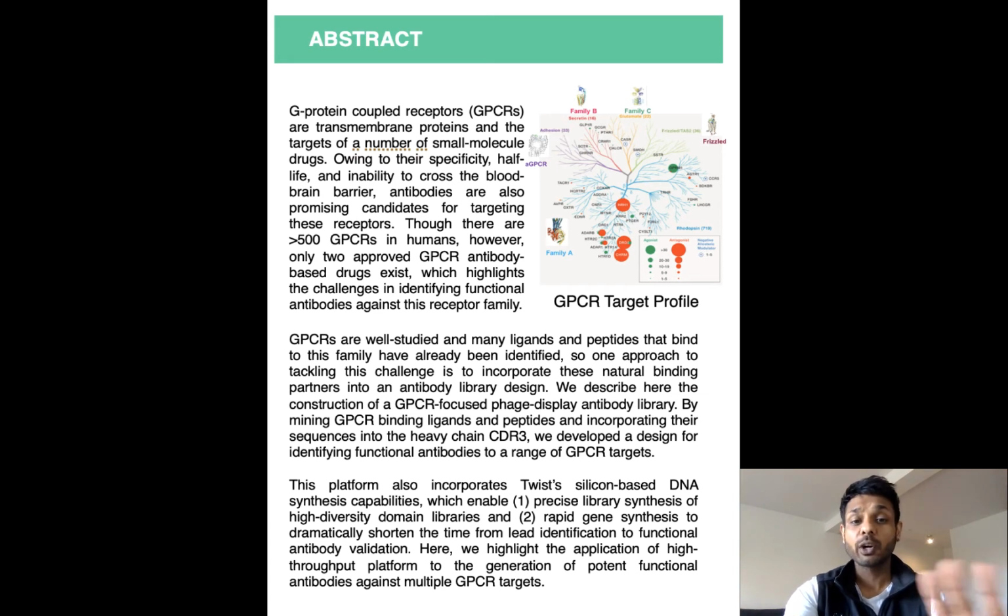But currently, there are only 2 GPCRs against which antibodies have been approved in the market, which shows that GPCRs are vastly underexploited by antibodies. One of the reasons being that they have restricted extracellular matrix. So what we do know about GPCRs is that they have diverse ligands that bind to this extracellular surface.